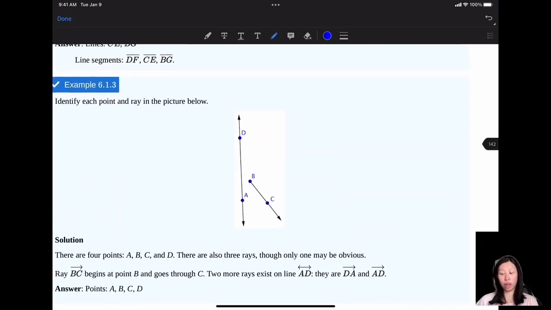Okay, so for this one, identify each point and the ray in the picture below. So what are the points? You have a total of 4 points in this picture. A, B, C, D. And then a ray is similar to a line, but it has one endpoint and it goes on forever in one direction. So which means BC is our ray, and we use this location.